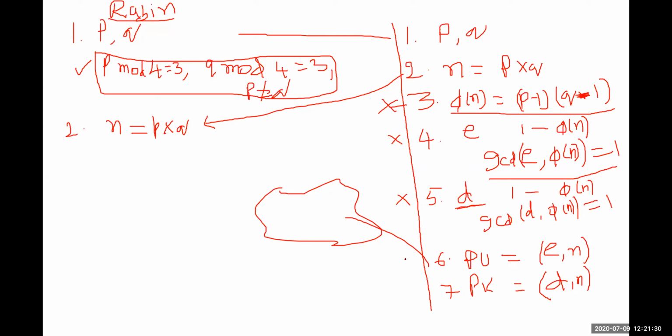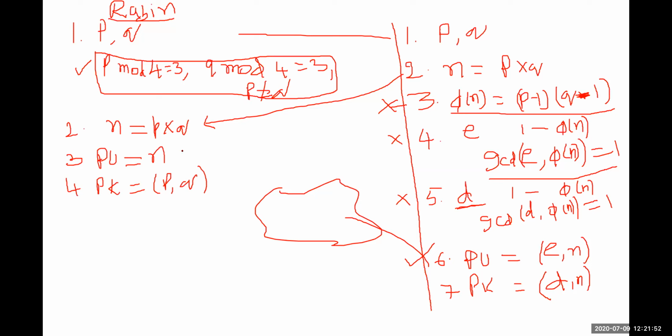Now it is time to define the public key. Step number 3 is the public key PU, which is equal to n. Then we define the private key, PK. PK is a group of values, a tuple of values: P comma Q. These are the two values.